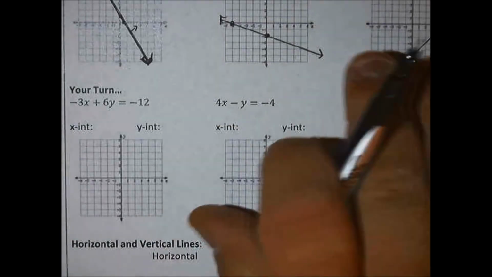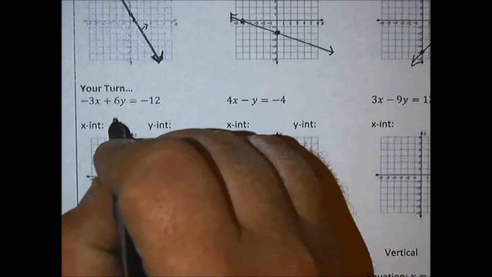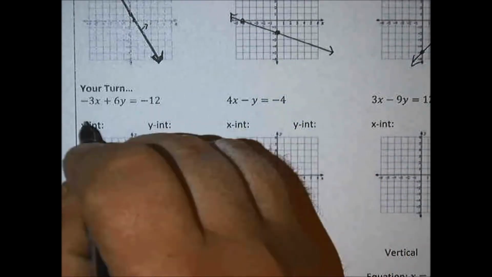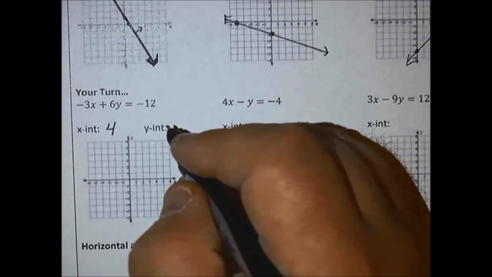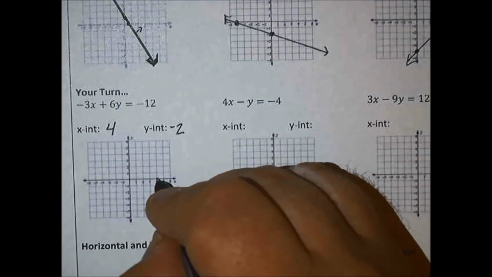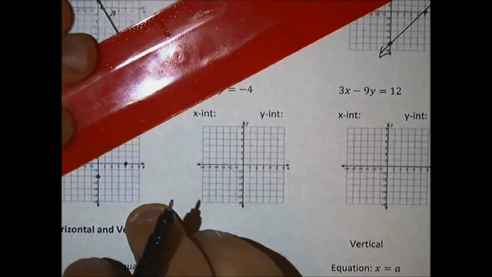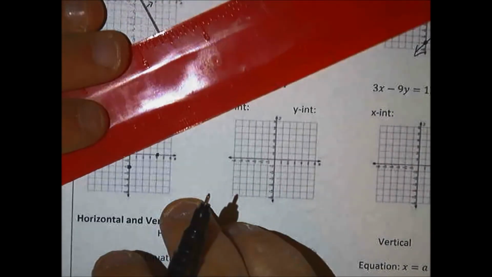Okay, welcome back. Hopefully you got a chance to get those done. Here we have C over A. That's -12 over -3, which is 4. And -12 over 6 is -2. So x-intercept of 4, y-intercept of -2. I have 2 points on the graph. That's enough for a line.